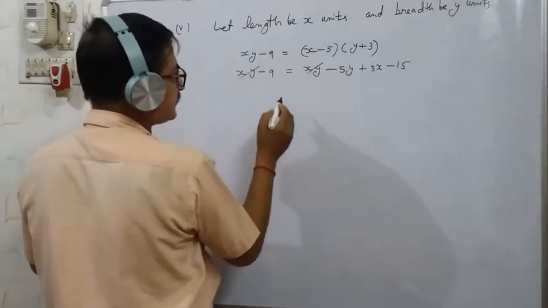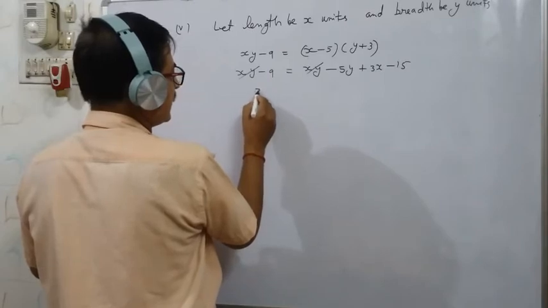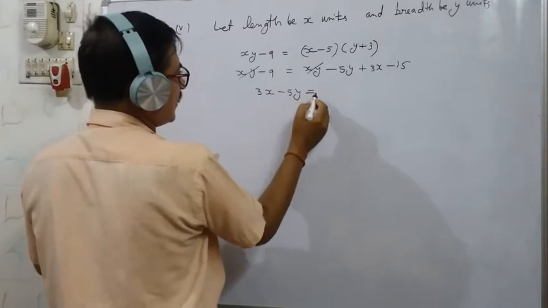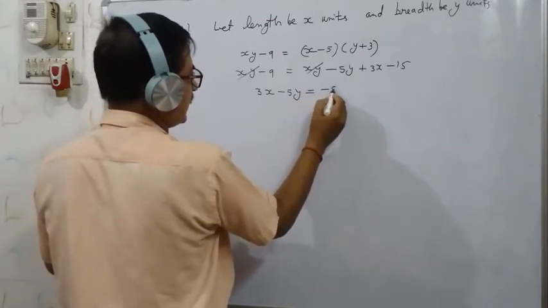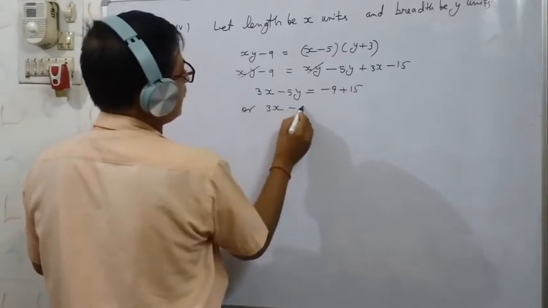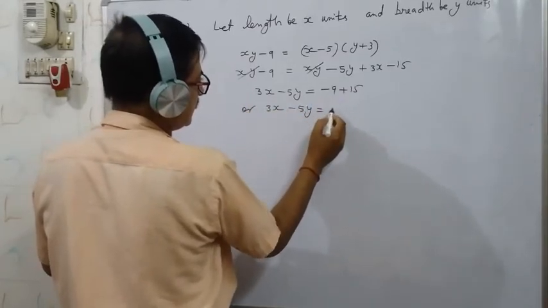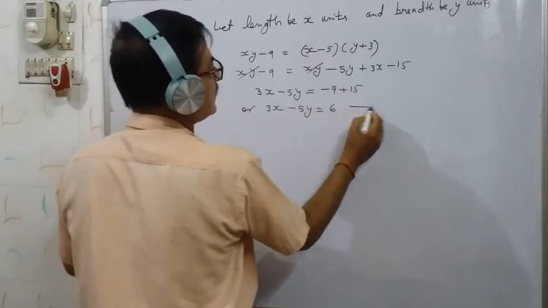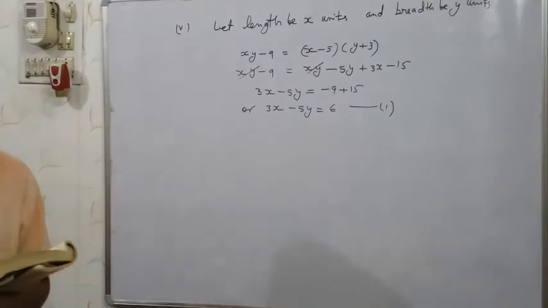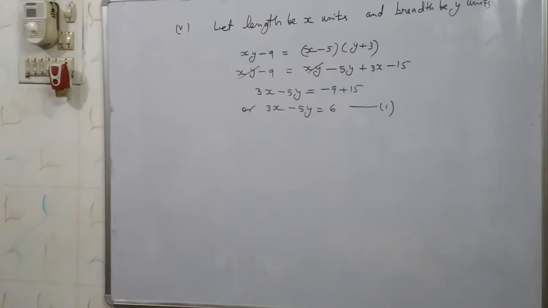xy will be cancelled. Then that will be 3x minus 5y equals minus 9 plus 15, or this can be 3x minus 5y equal to minus 9 plus 15, which is 15 minus 9, 6. This is the first equation. Okay. So whatever the question told, according to that we have done and we have got the first equation: 3x minus 5y equal to 6.